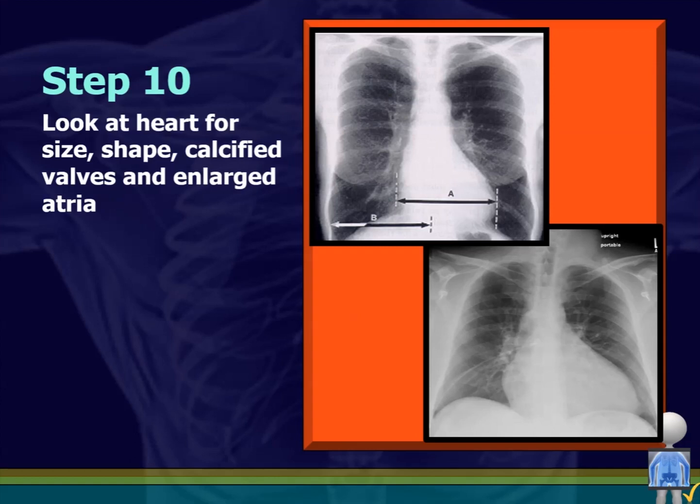Step 10, we're going to look at the size of the heart. We can look for calcified valves or enlarged atria, and you may see those. But the single most important thing straight off the bat is heart size. So number one, heart size.